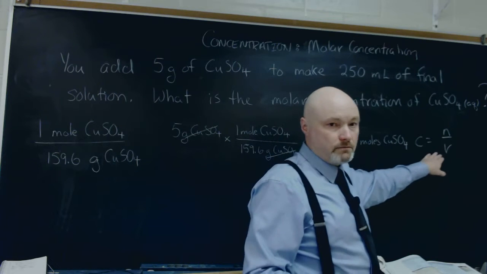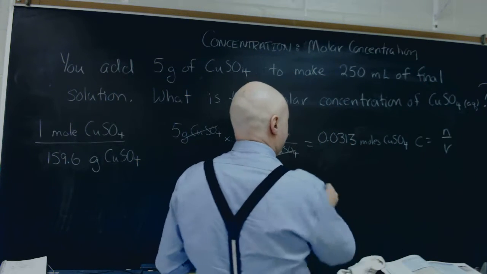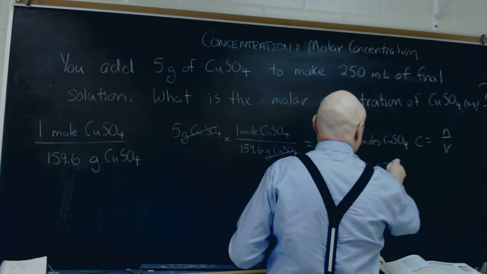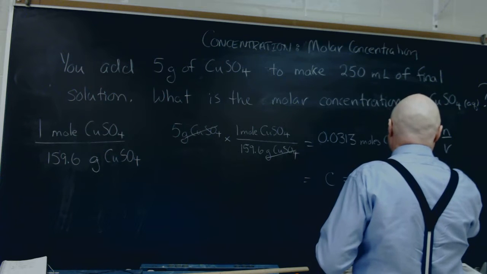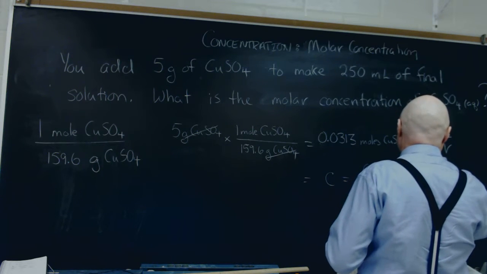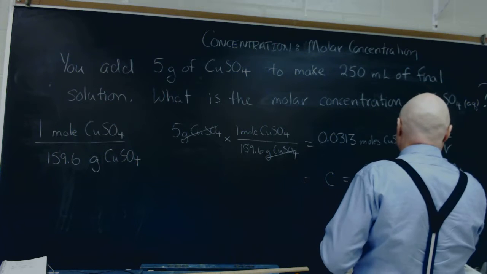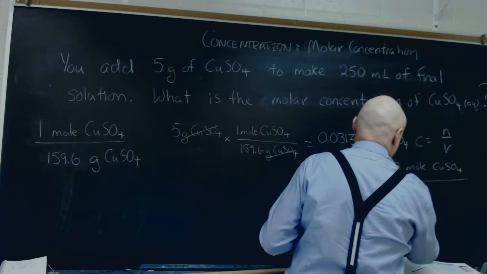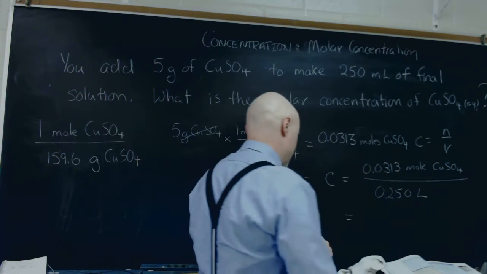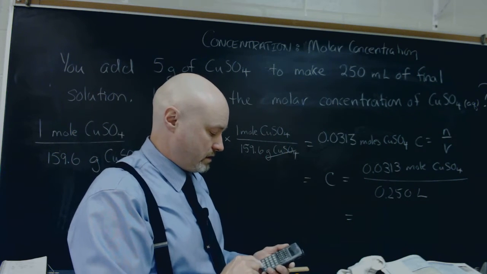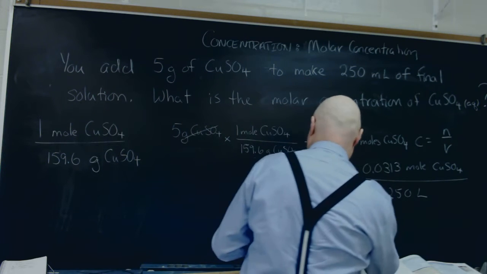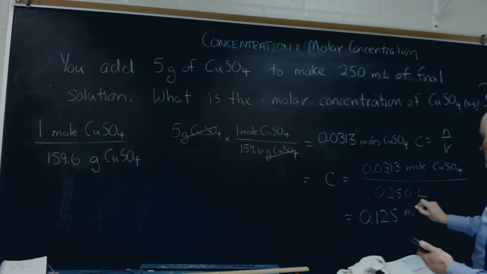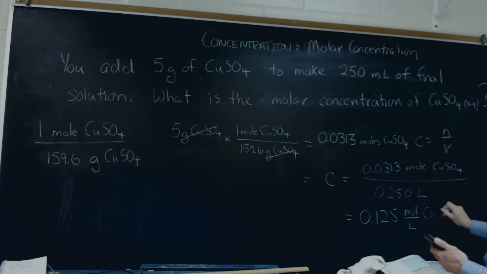Now I just need to put this into my concentration equation. And so concentration is equal to 0.0313 moles copper sulfate, and we have 0.25 liters. So when I divide that, I get 0.125 mole per liter copper sulfate.